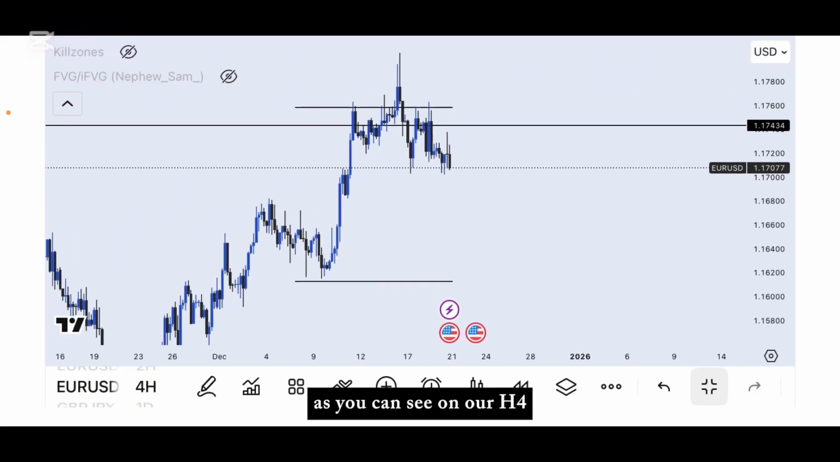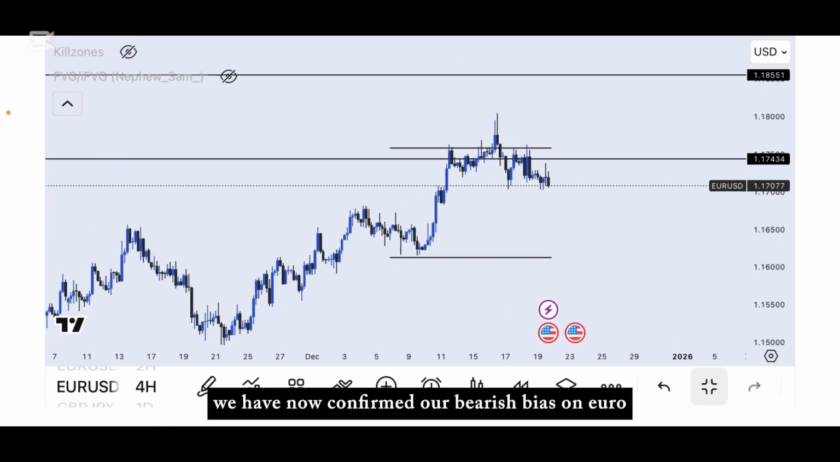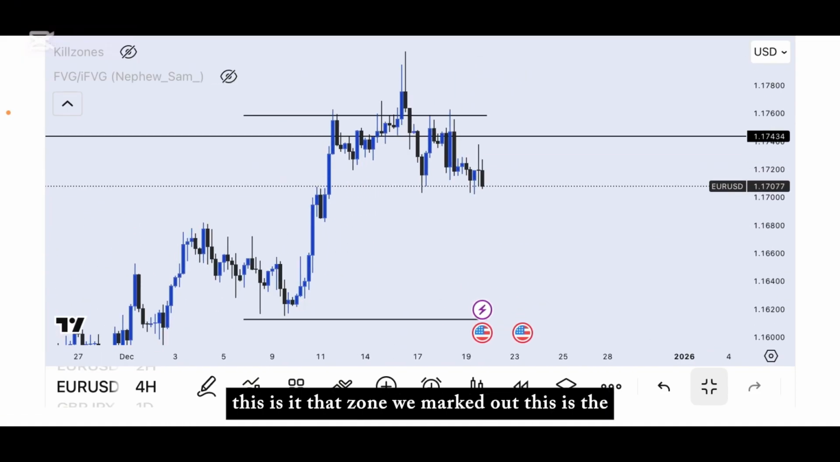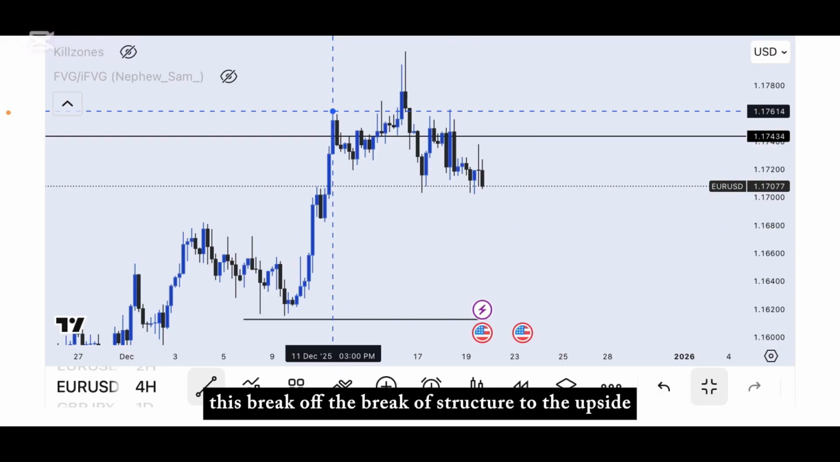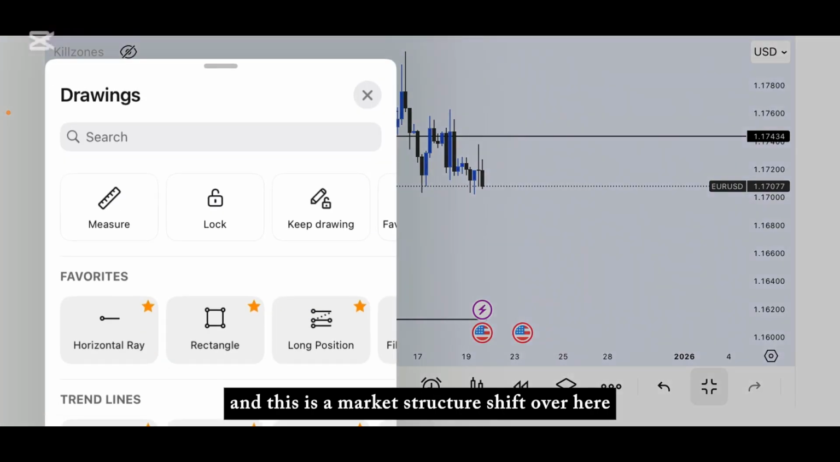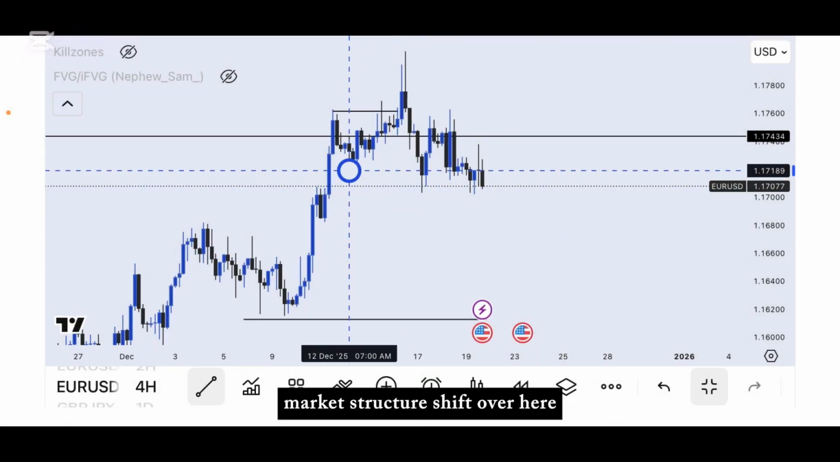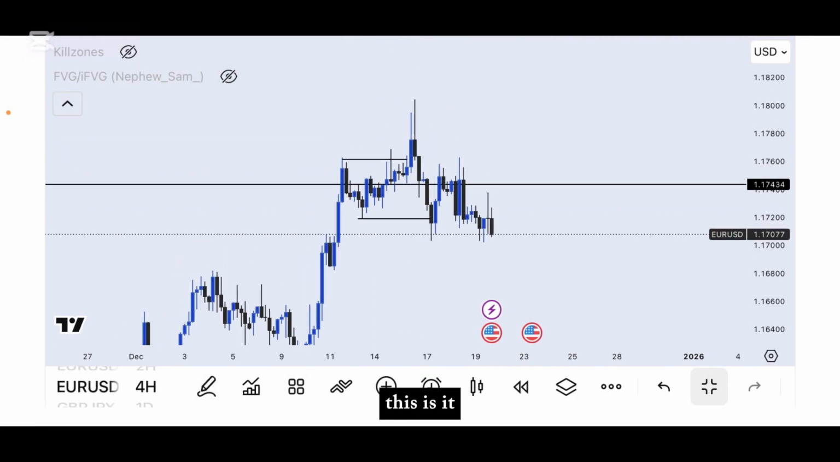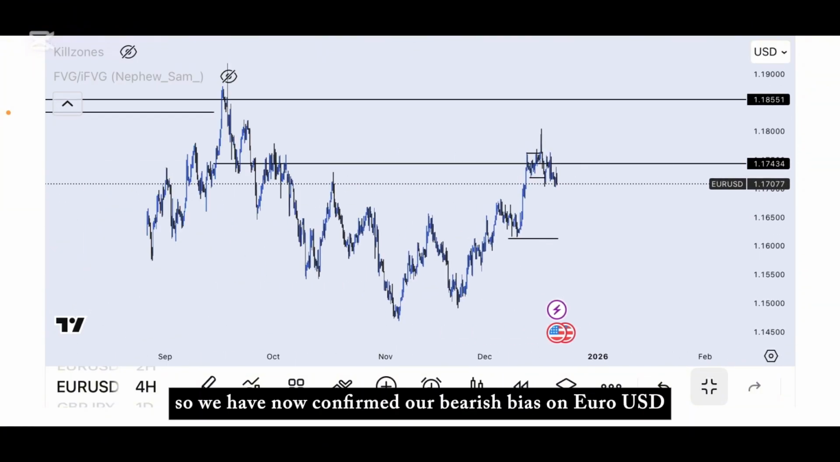As you can see on our H4, we have now confirmed our bearish bias on EURUSD. This is it, that zone we marked out. This is the break of structure to the upside, and this is a market structure shift over here. Market structure shift over here. This is it. So we have now confirmed our bearish bias on EURUSD.